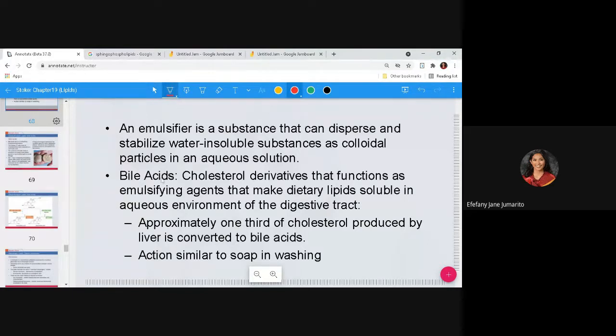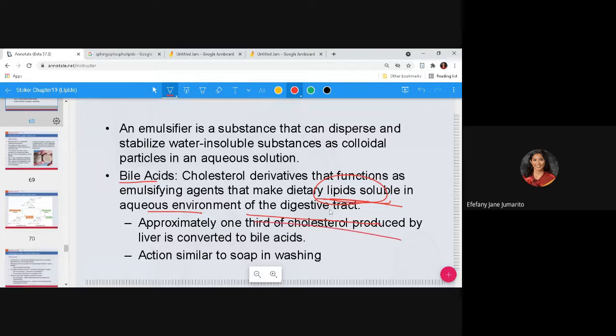So we have this one, bile acids. They are cholesterol derivatives, so they came from cholesterol, and they function as emulsifying agents and make dietary lipids soluble in an aqueous environment. So your lipids become soluble in the digestive tract.